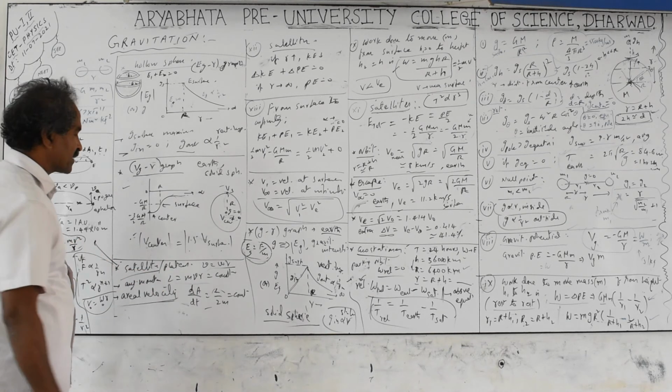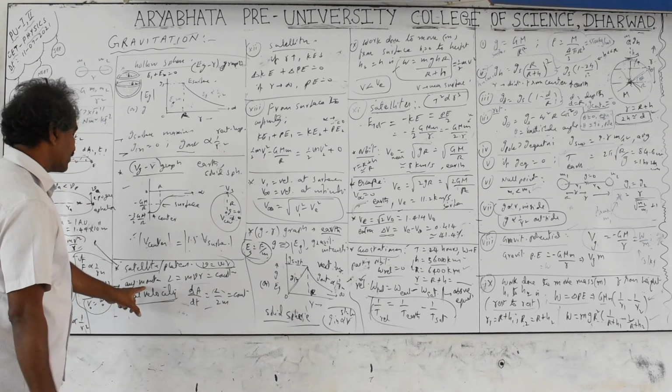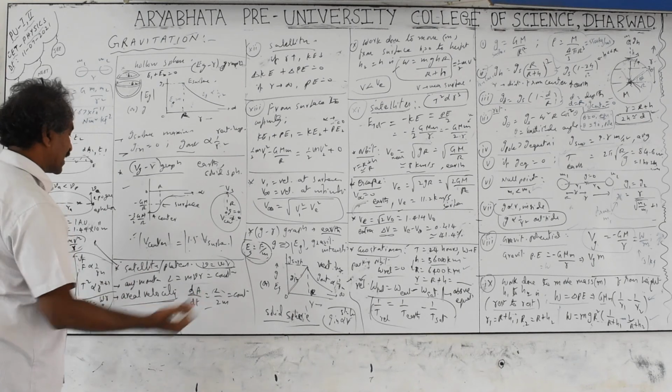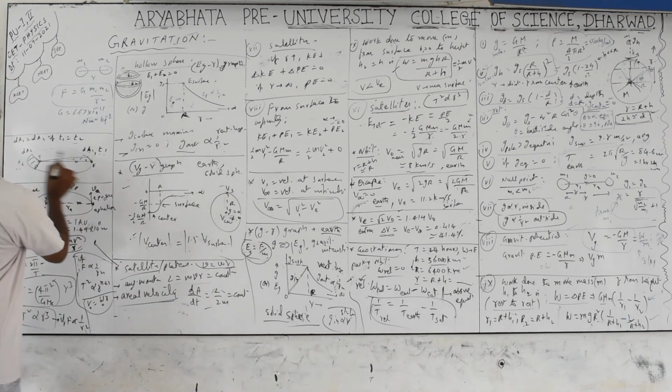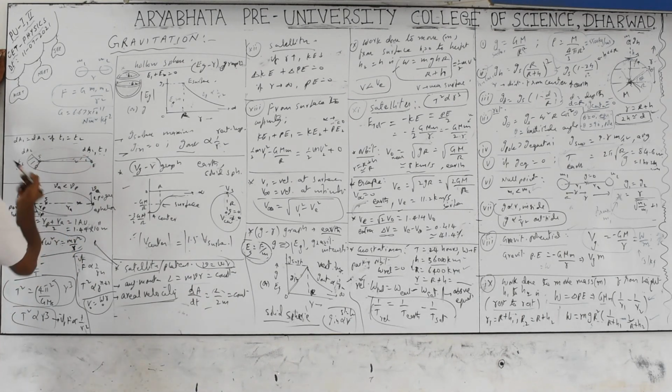Some formulas are similar. Wherever v is there, you can replace it with omega, the angular speed. What remains constant where satellites or planets are revolving? Planets revolve around the sun, and satellites revolve around the planets, in elliptical orbits, keeping the sun at one of the foci. Two focus points are there for an ellipse, and the sun will be at one of them.